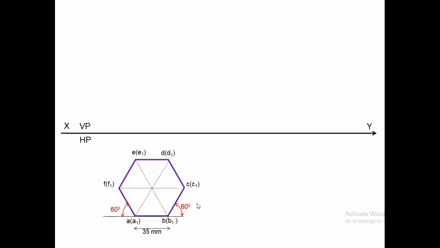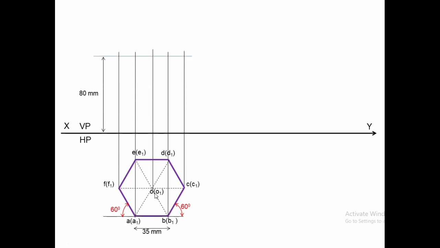Draw the diagonals. The intersection of that will get you the axis. Project these lines to get the front view. Mark the height of the axis equal to 80 mm. Complete the boundaries of the hexagonal prism.